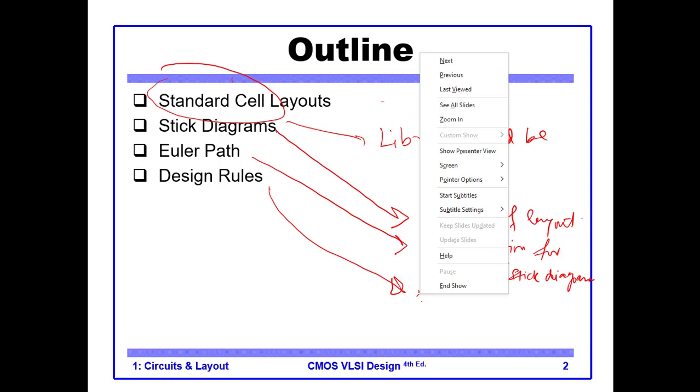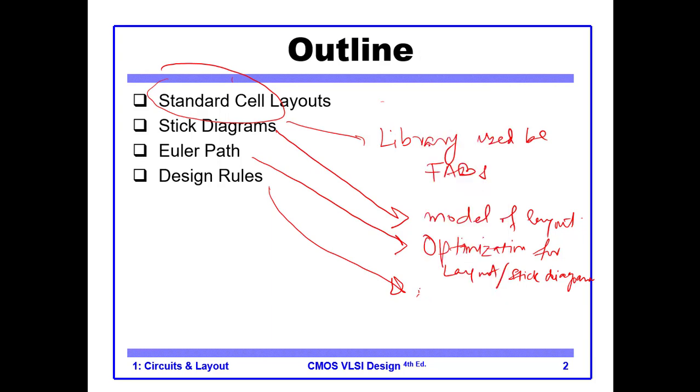Layout rules pertain to the transistor channel length. You will see that all the rules are related to transistor channel length, which we denote as lambda. Lambda is basically L by 2, where L is the channel length. So it's all the dimensional considerations. We will deal with that in design rules.